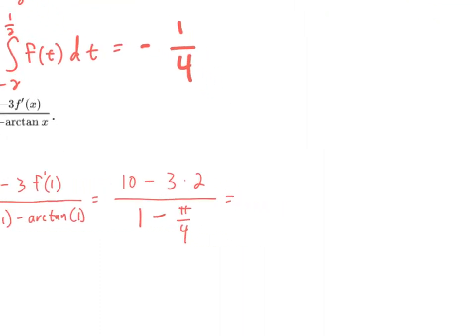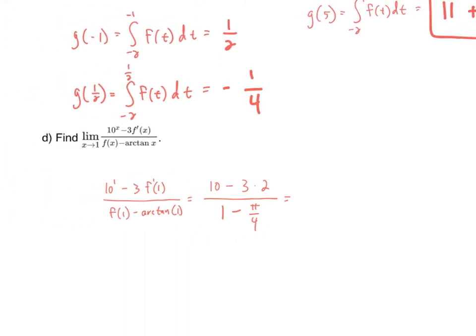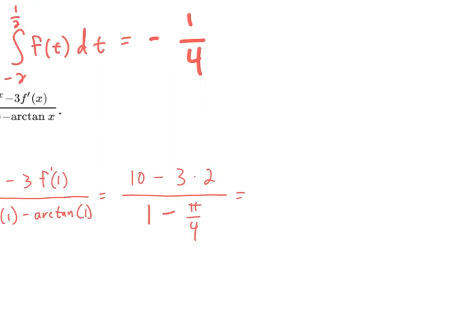If this is the AP test, you could just leave it like that, and that could be your answer. I'll clean it up just because probably most people did, except for Danny. Danny left it like that for sure. No, just kidding, Danny. This could be 4 minus pi over 4, and then those would cancel, so this is 1 all over 4 minus pi.